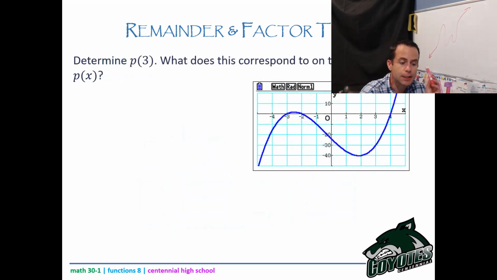Okay, now, determine p of 3. Well, if I want p of 3, I just plug 3 in for x into my polynomial. So when you do that, you should get p of 3 equals negative 30, okay? P of 3 equals negative 30.